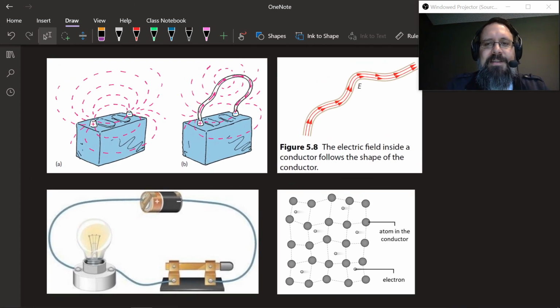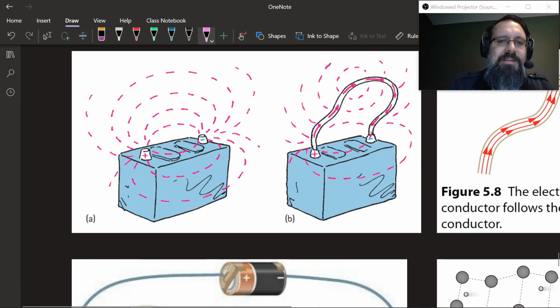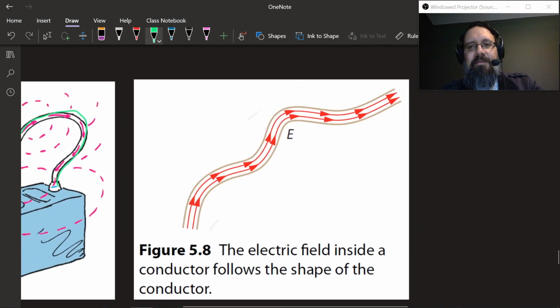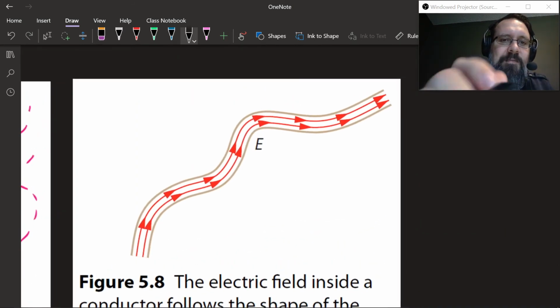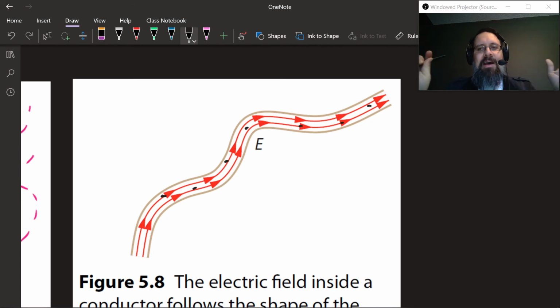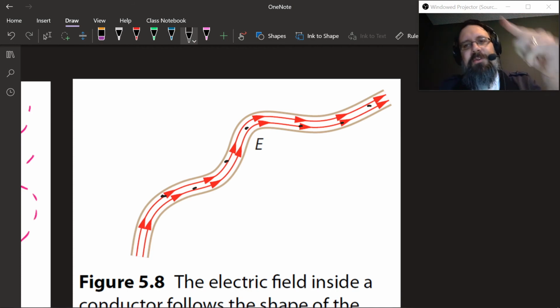So the first thing to know is that when you put a conductor across a potential difference, an electric field is established inside the conductor. So you can see here that there's this electric field everywhere. But then if we put a conductor here, like this is some sort of wire, now you can see the electric field will actually follow the shape of the wire. And so now realize that there's free electrons inside the wire because it's a conductor. And now those free electrons are in an electric field. So as soon as that electric field is established, boom, those charges will start to move.